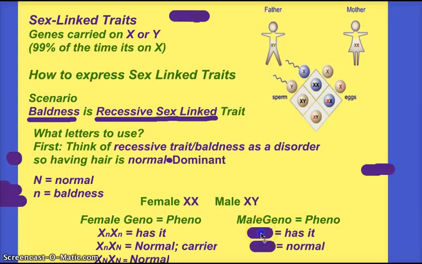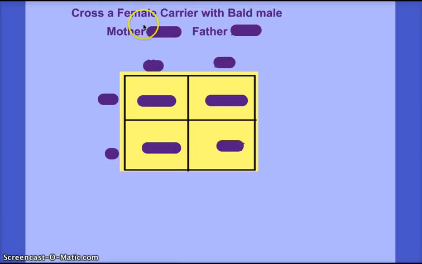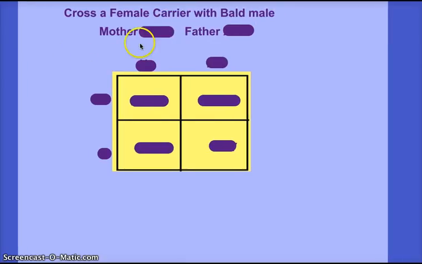Males, pretty much, they carry only one, and they will have the trait because they do not have another X that would mask the recessive trait. So carrying one will give them the disorder. So one gene and they will be bald. And then the only way they could be normal is if they do not carry the gene. So we're going to do a cross of a female carrier with a bald man. So the mother would be X little n, X capital N. The father would be X little n, Y.